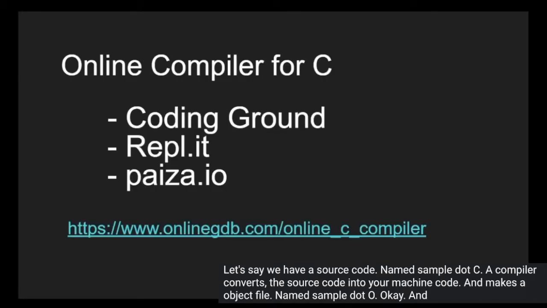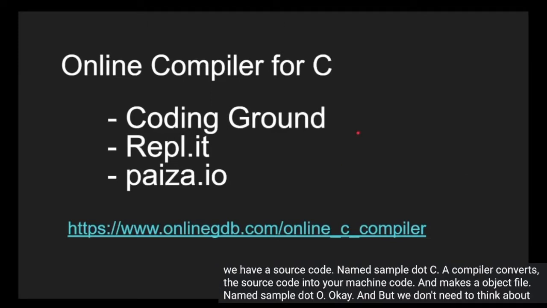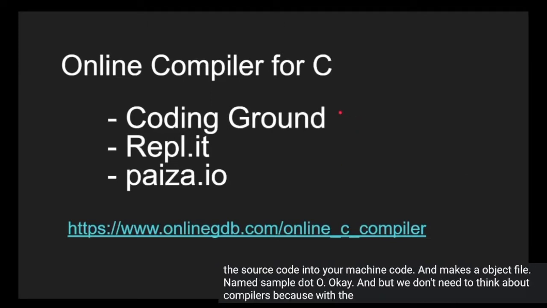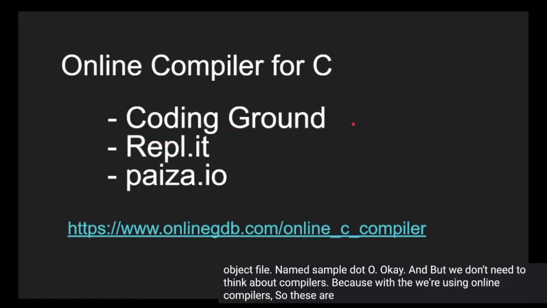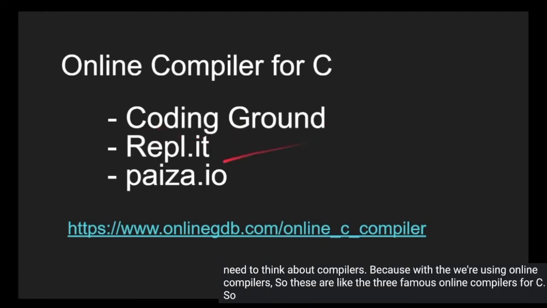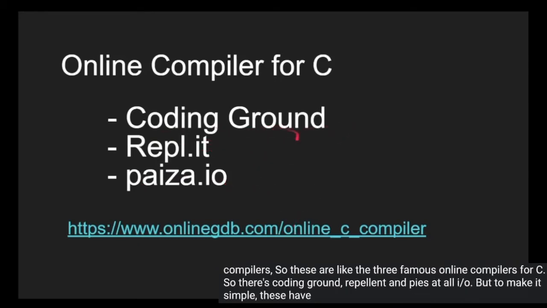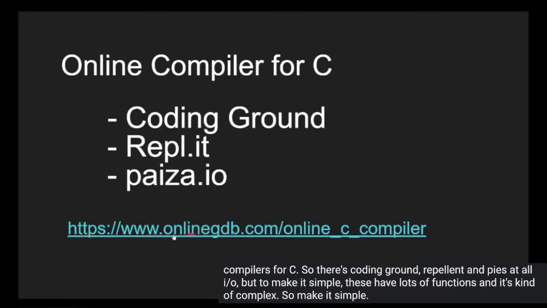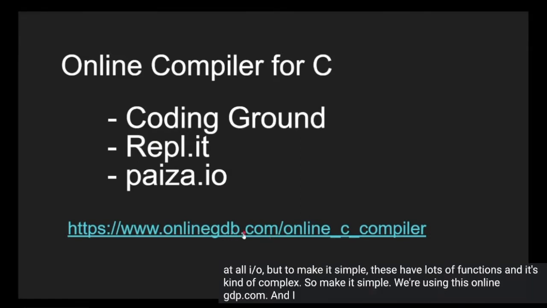But we don't need to think about compilers because we're using online compilers. These are the three famous online compilers for C: Coding Ground, Repl.it, and Pisa.io. But these have lots of functions and it's kind of complex, so to make it simple, we're using onlinegdp.com. And I just uploaded the link on the event on Discord.